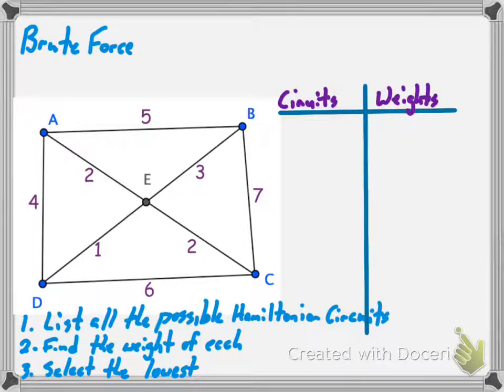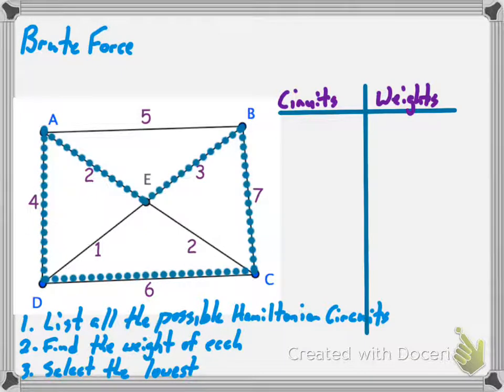And let's look at one circuit, for example. We could go from A to E, and then from E, I could go to B, and then I could go to C, to D, to A. So that's one example of a circuit. So I'm going to write down the circuit right here. And how we write down a circuit is we just list the order of points in the order that we visited. So that's circuit 1. Now what's the weight of that circuit? Well, 2 plus 3 plus 7 plus 6 plus 4, which is 22.